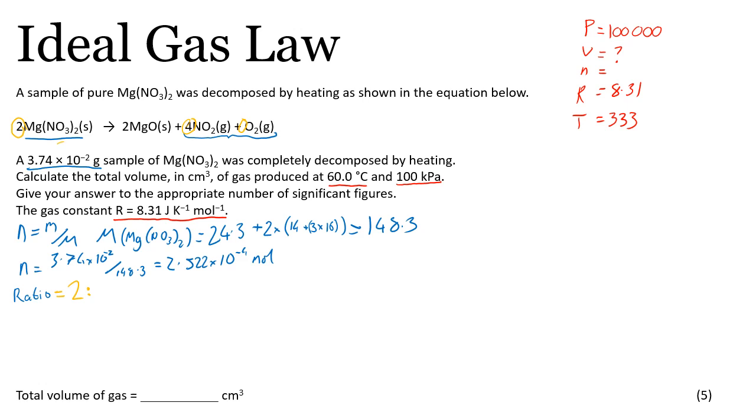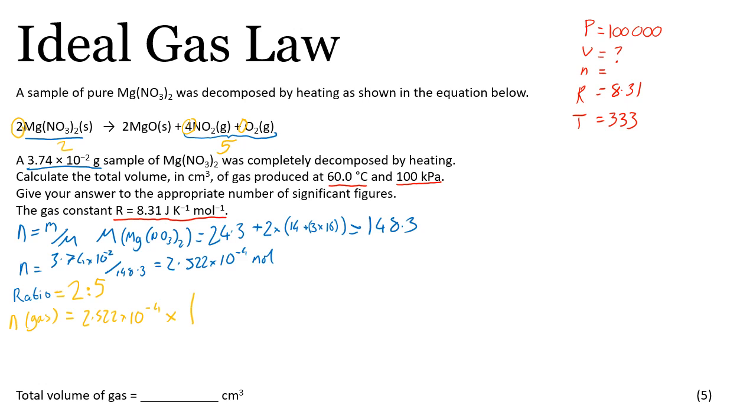So this is going to be 2, and I'm going to 4 plus 1, which is 5. So my ratio is 2 to 5. So my number of moles of gas in total, this is why it's really important to look at the state symbols and see how many gases you've got, is going to be the 2.522 times 10 to the minus 4. Again, try not to round that number too early.